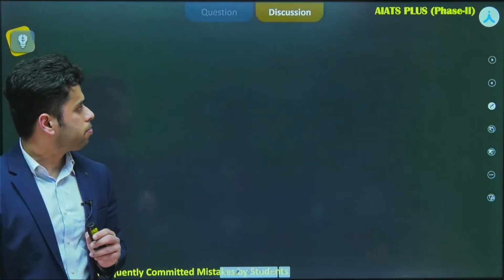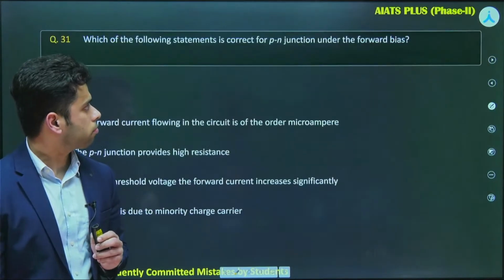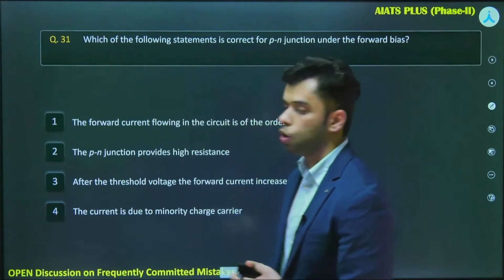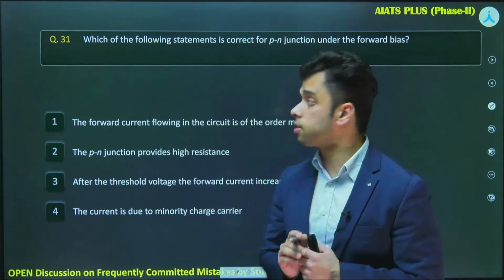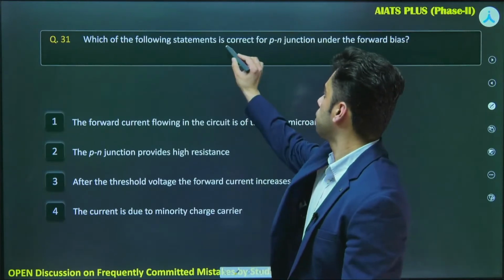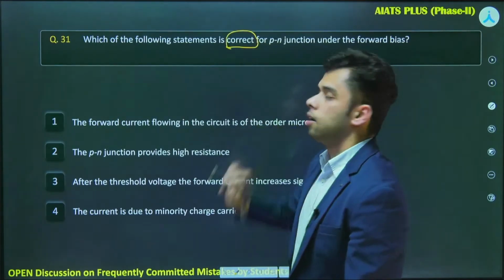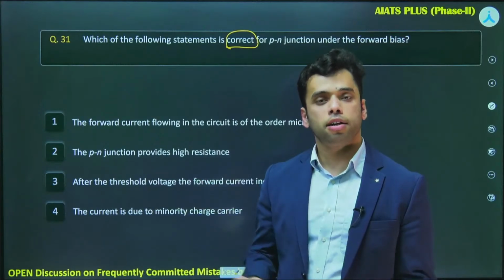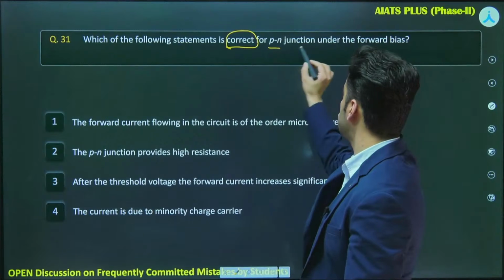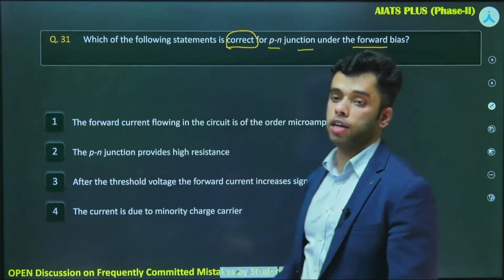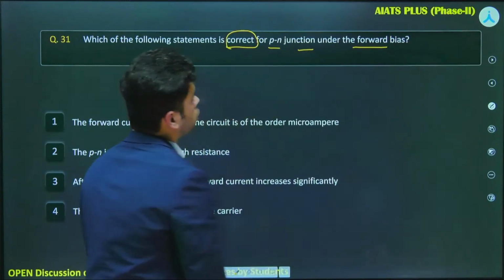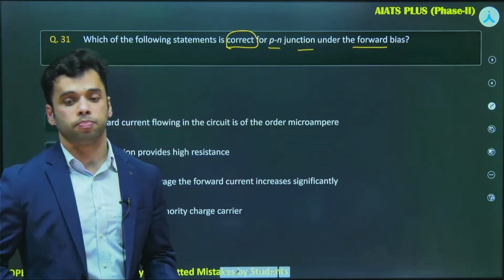And the problem is based on, okay, it is a theoretical problem, a statement-based problem, again on the concept of semiconductors. It says, which of the following statements is correct? Which of the following statement is correct, not incorrect? You need to pick the correct one for PN junction under forward bias. So you need to pick the correct statement for a PN junction under forward bias.